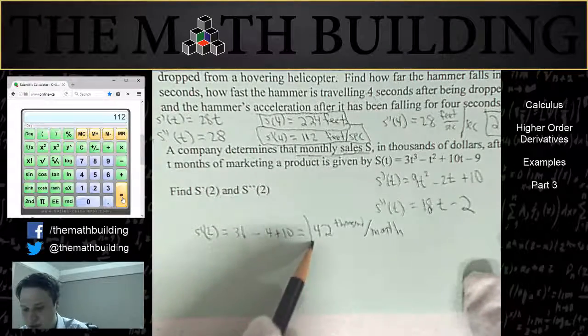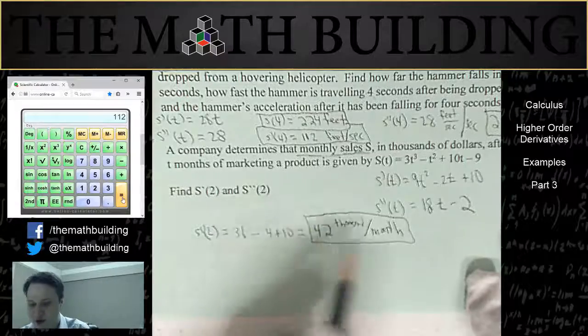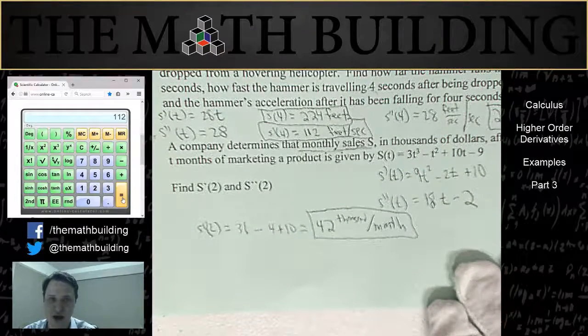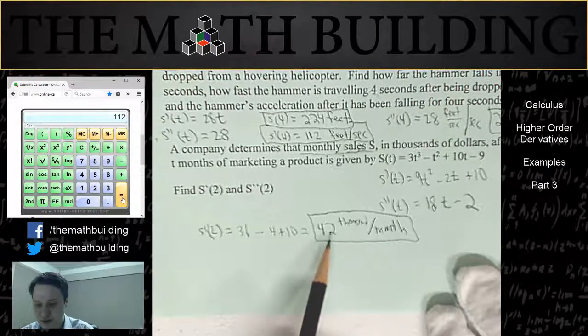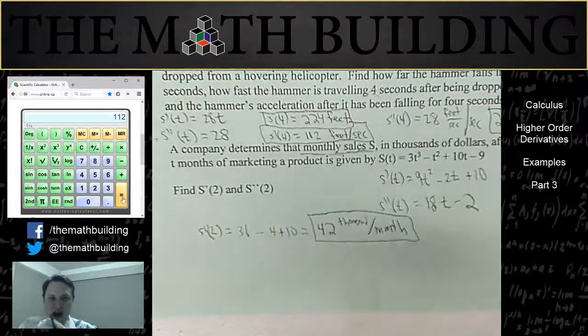So we see that this is really good news for our business, where our sales are increasing $42,000 a month. So we're selling more and more and more. It's like a viral explosion of people buying our products.